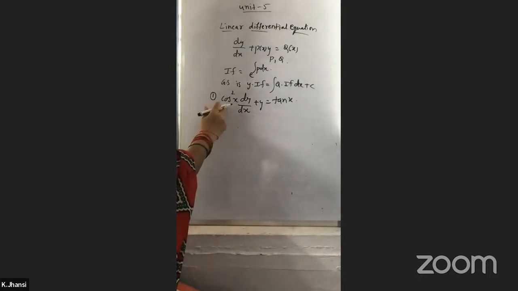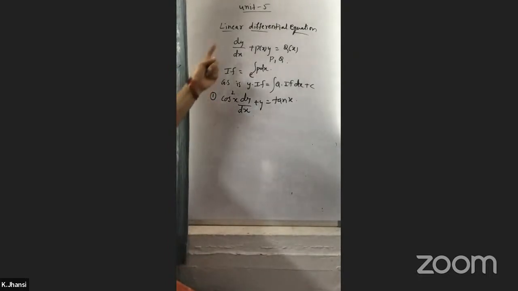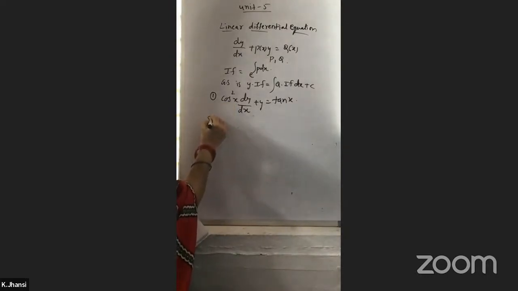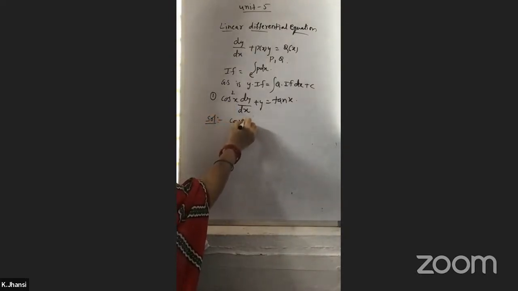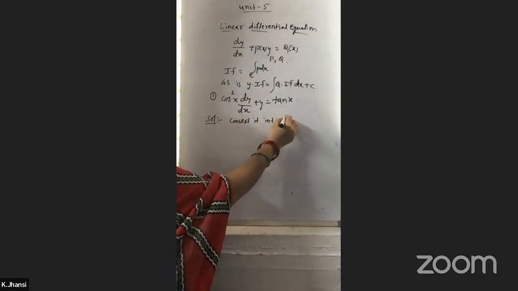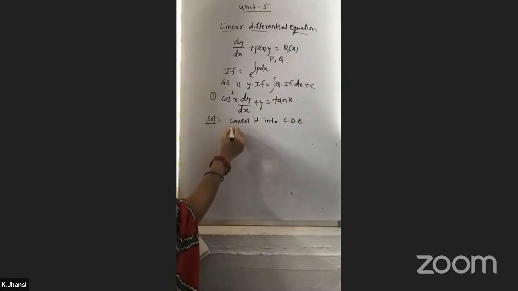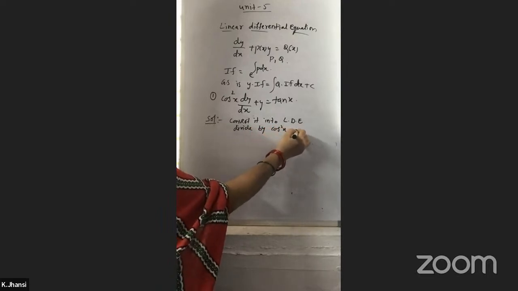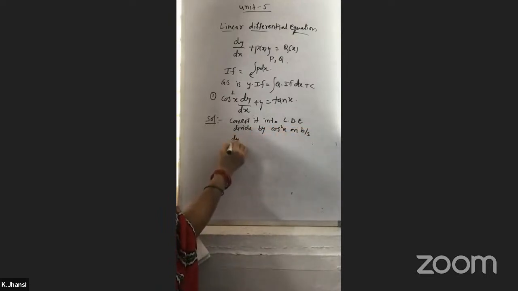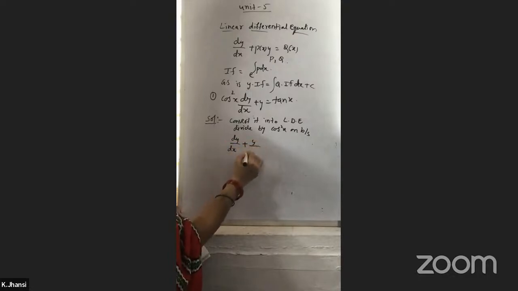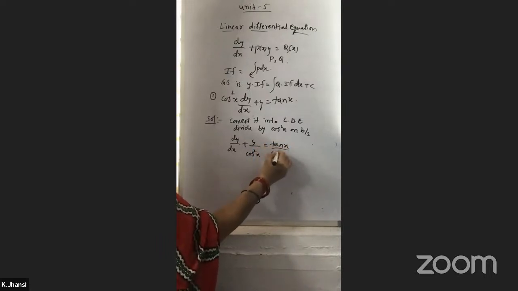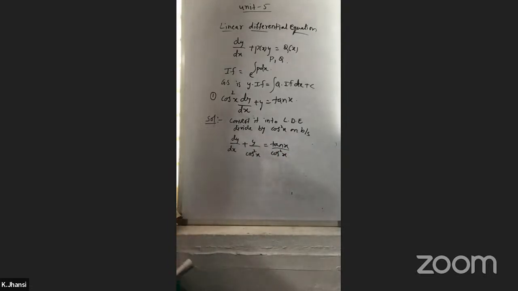Here dy by dx is there, but for the coefficient we have cos square x. So cos square x should not be there to convert it into a linear differential equation. For that purpose, you divide by cos square x on both sides. So it is dy by dx plus y by cos square x equals tan x by cos square x.